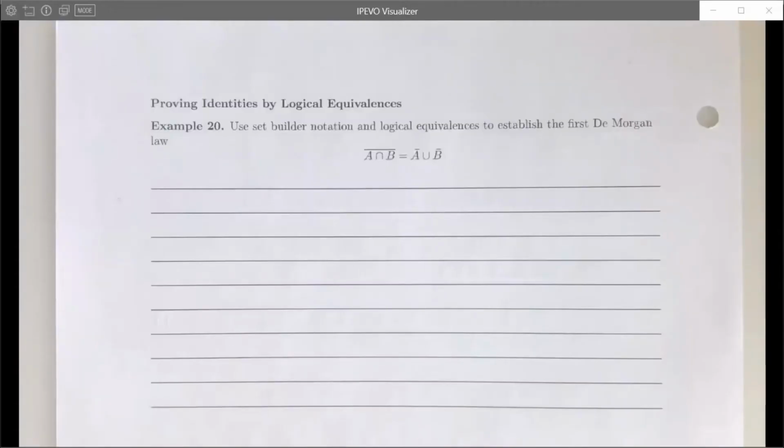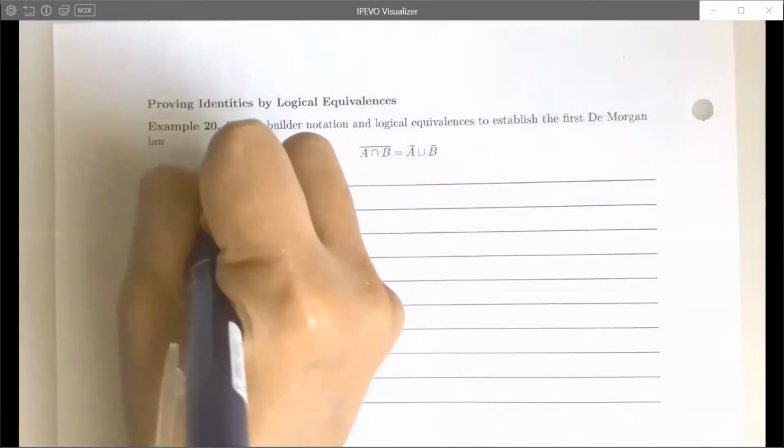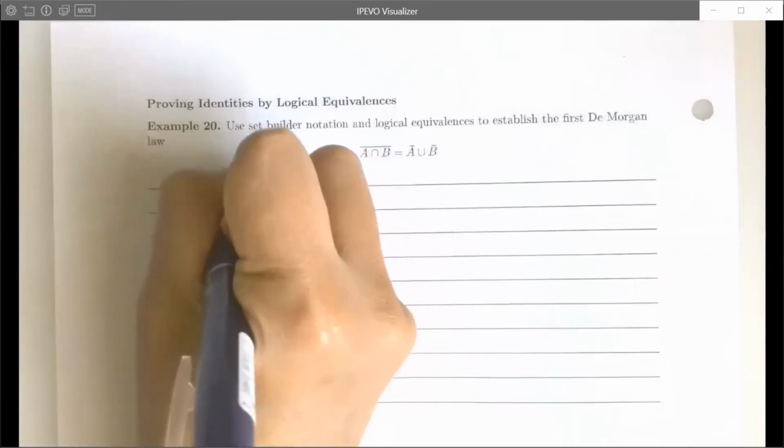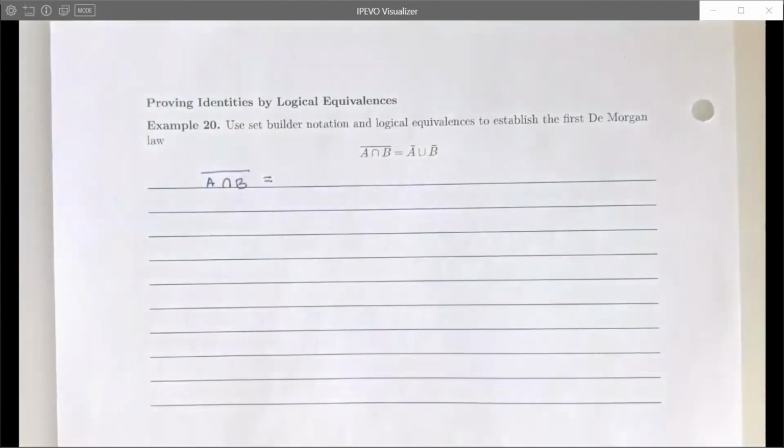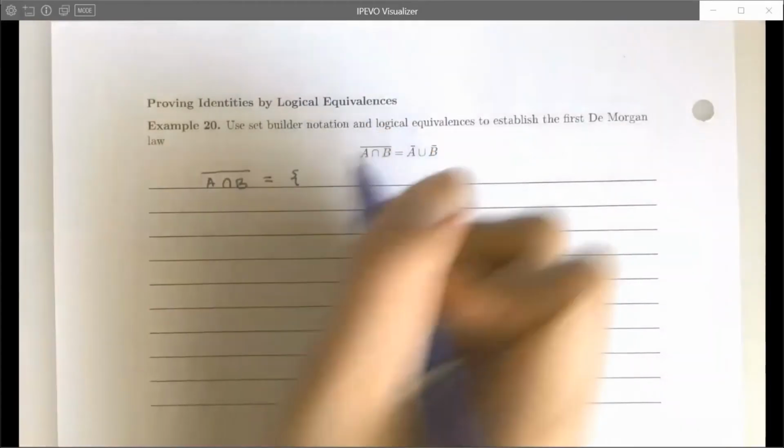Another way that we can prove set identities is by using the set builder notation and logical equivalences. So we're actually going to do that to prove this statement that (A intersect B) complement is the same as A complement union B complement. So let's start off with what is the definition of (A intersect B) complement using set builder.